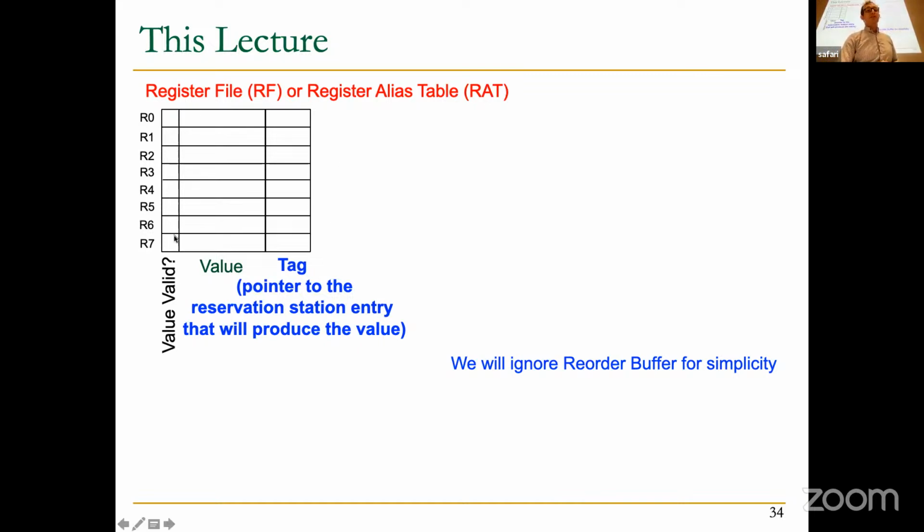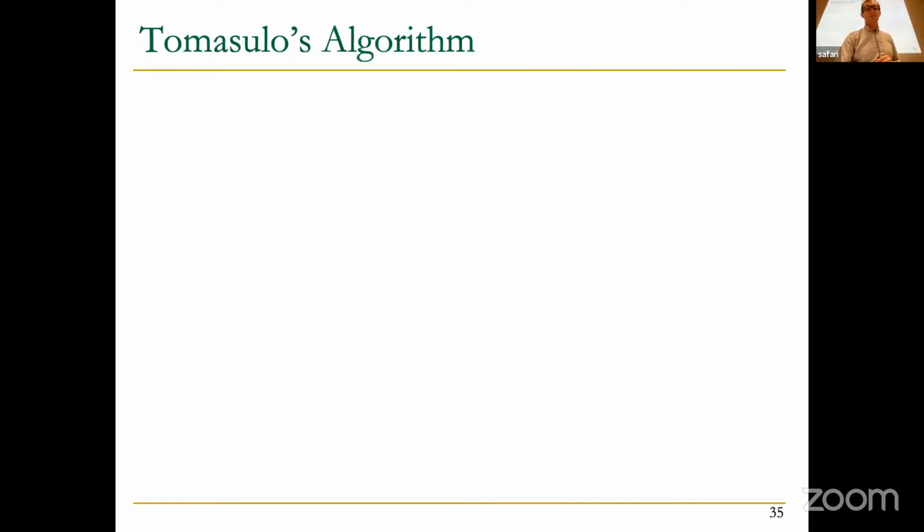In this lecture, we're going to look at the register file or register alias table, RAT. Tag is the pointer to the reservation station entry that will produce the value. So I'm going to introduce reservation stations over here soon. And for simplicity, we will ignore the reorder buffer. We'll add it later, but adding it is relatively easy, actually. We're just going to ignore it for now.